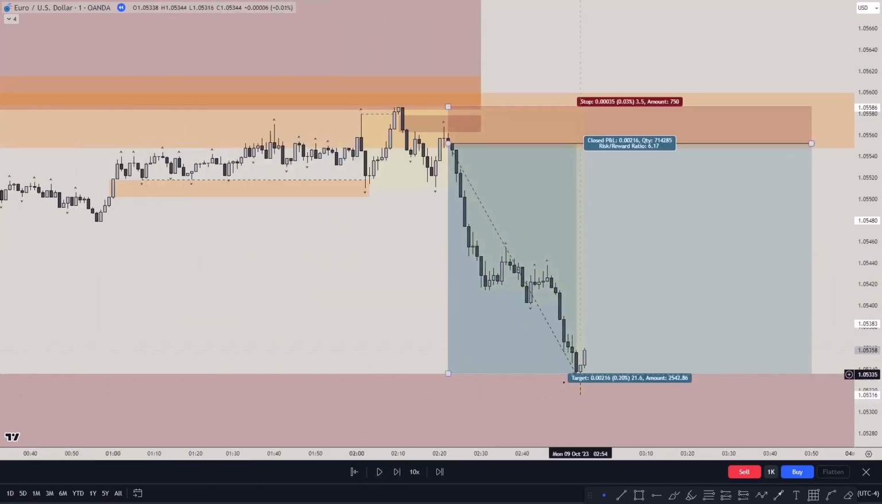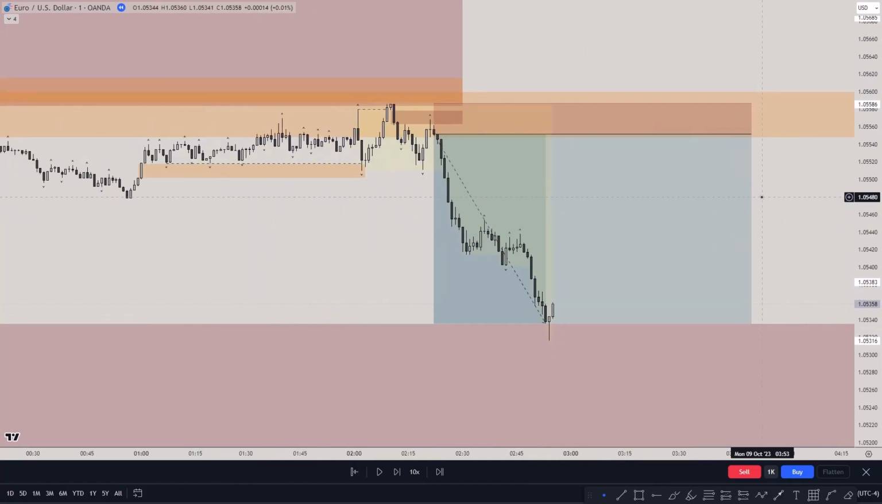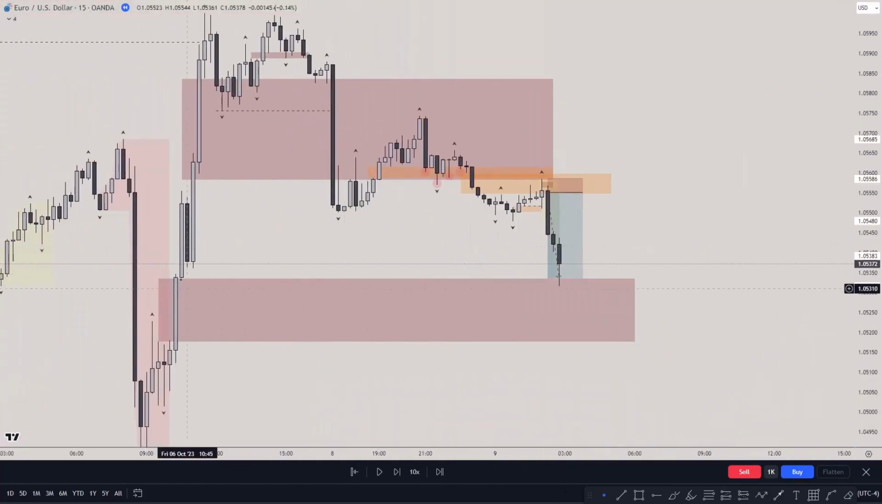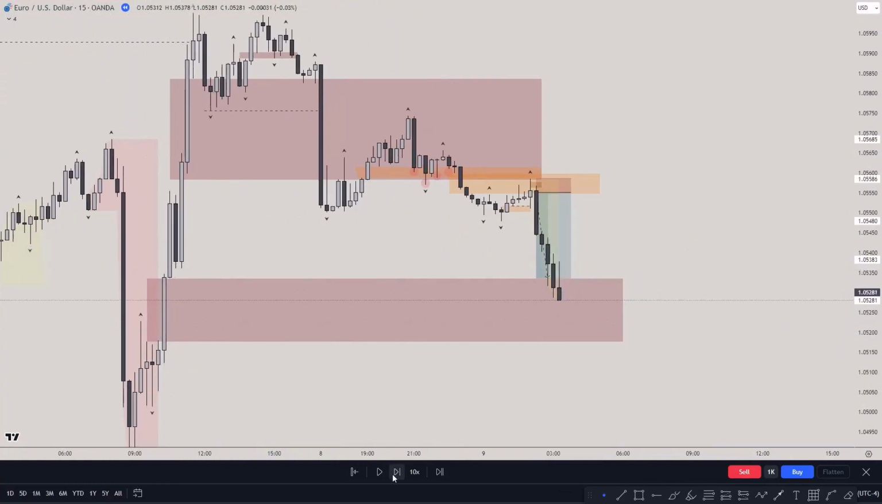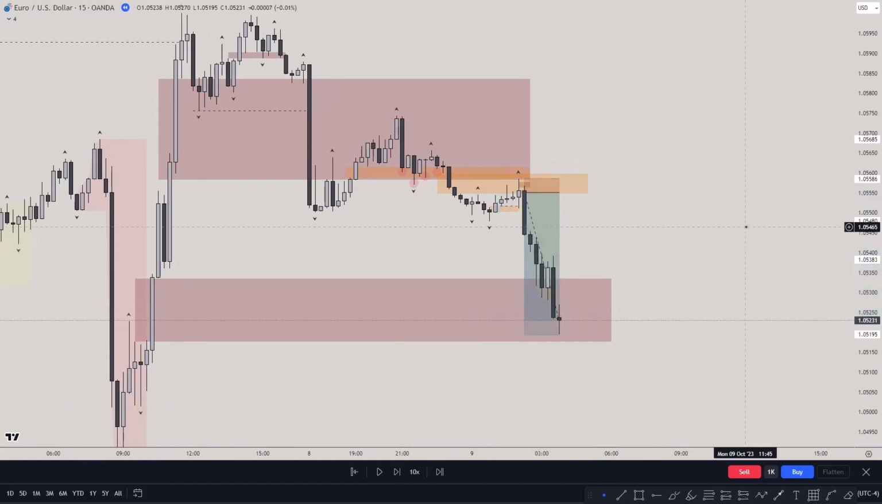You can see there is a kind of projection from here, from the fair value gap, the 15-minute fair value gap. If I switch to the 15-minute, we can see that price actually went to this fair value gap right here. But then it continued going lower. So it could be even a bigger one, like 10-1, but I only took 5R from this trade.